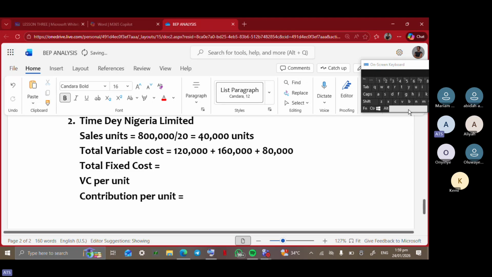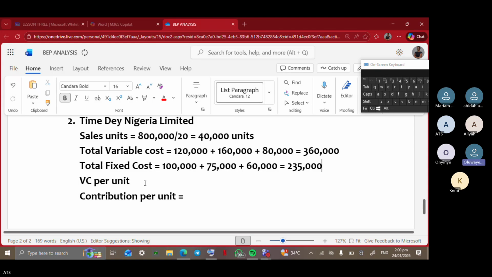So that will give you 360,000. Now, total fixed cost: fixed production overhead, fixed administrative overhead, and fixed selling and distribution overhead. So that's 100 plus 75 plus 60. And what is that? 235,000. Okay.